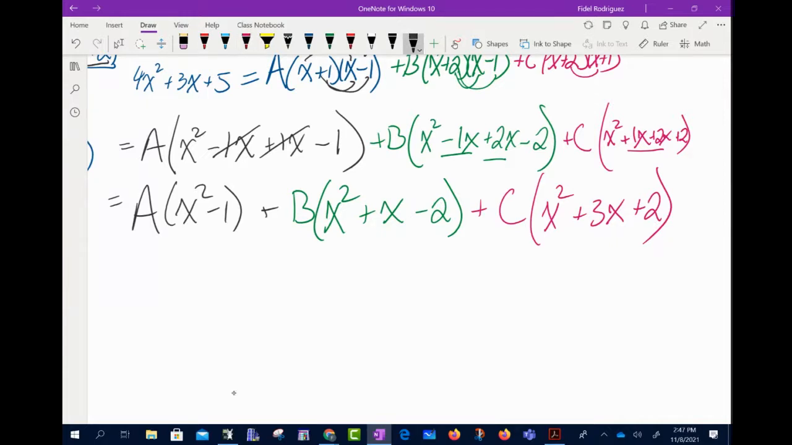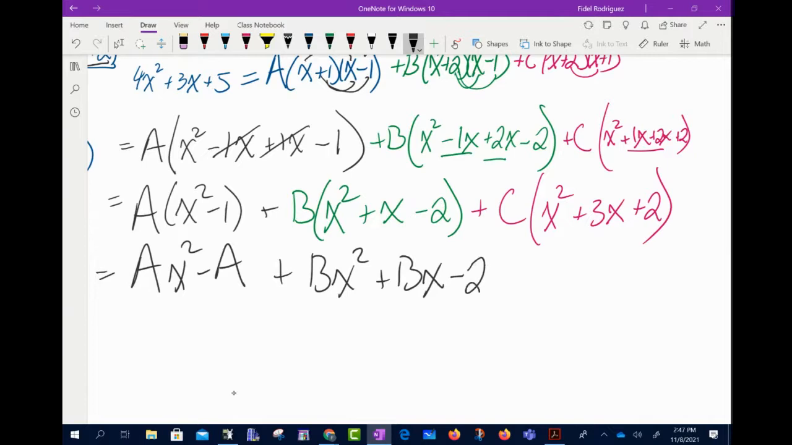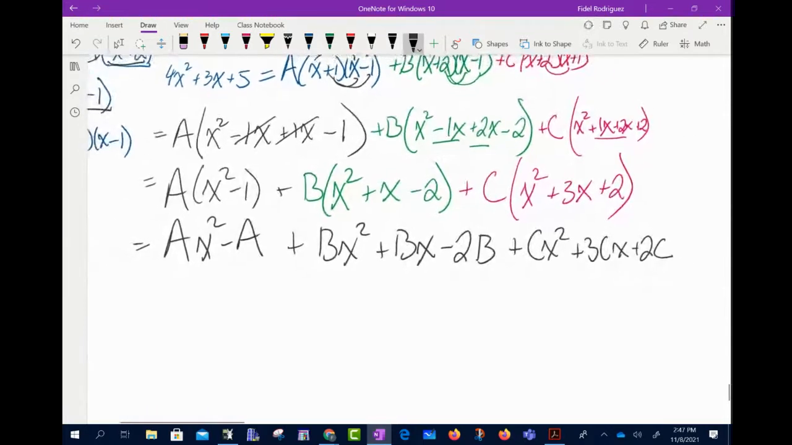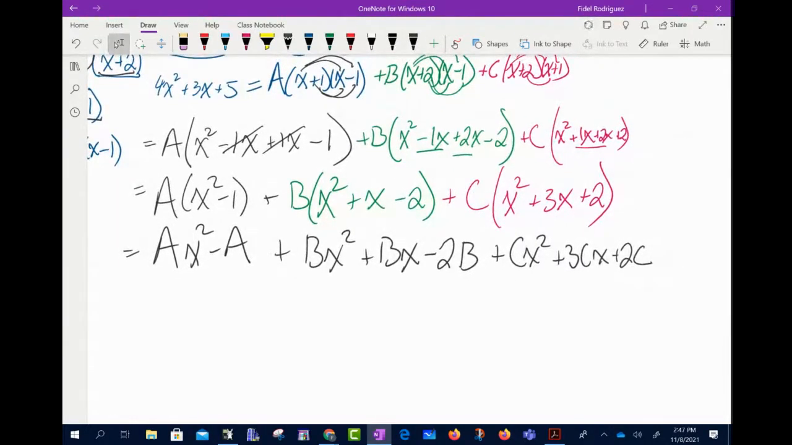All right. We're almost there. I'm going to start distributing my A's, my B's, and my C's, y'all. Okay, so let's take a look here. This is going to give me an AX squared minus A when I distribute that A to both parts. And a BX squared plus BX minus 2B. And then plus CX squared plus 3CX plus 2C.